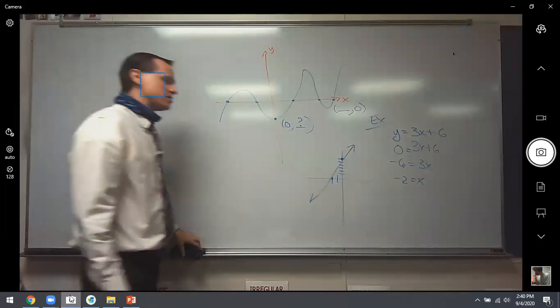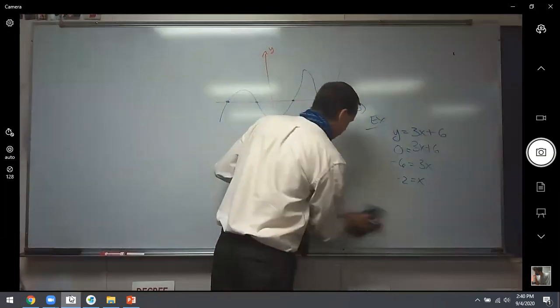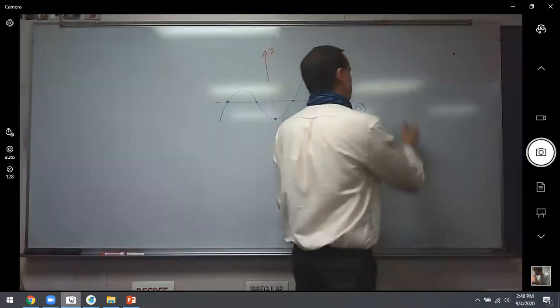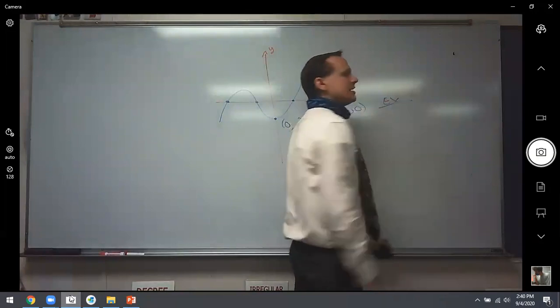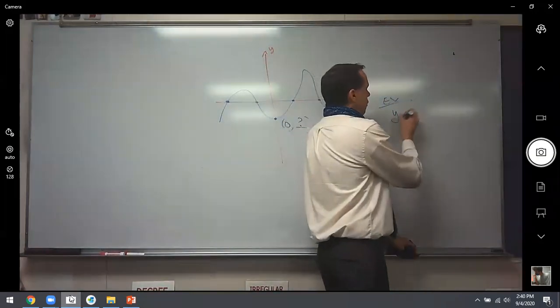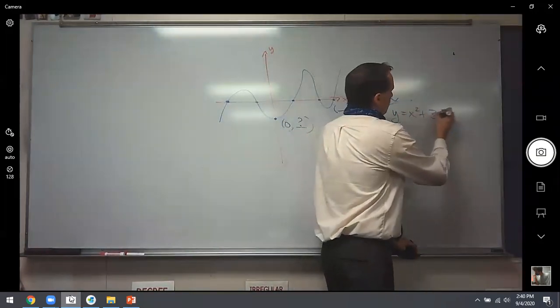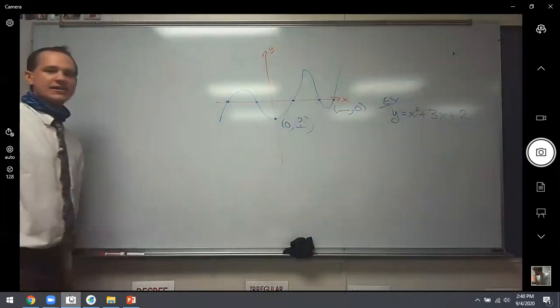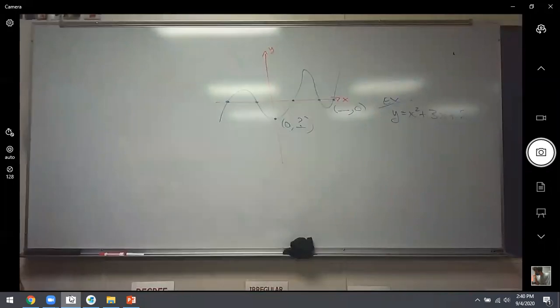Nice thing about this is it's more general than this. It's not just about lines. This logic holds for anything. Try this one out. Example. Y equals x squared plus 3x plus 2. Ooh, that ain't linear, is it? That's going to be like some kind of U shape eventually that we'll get to.